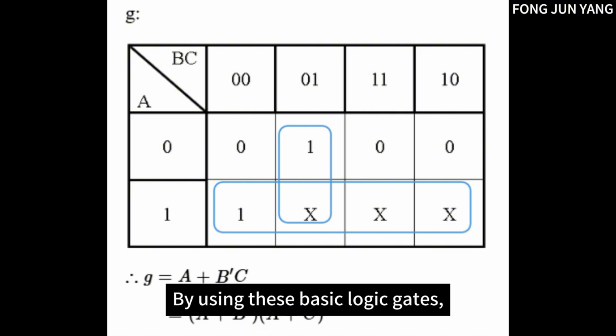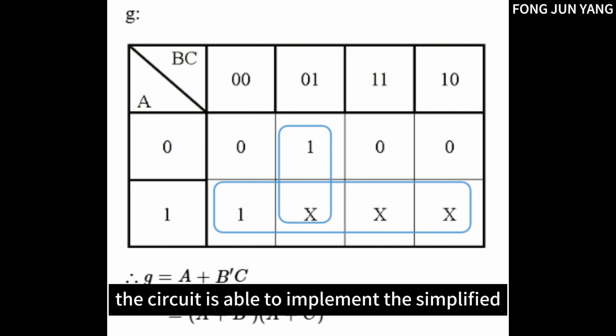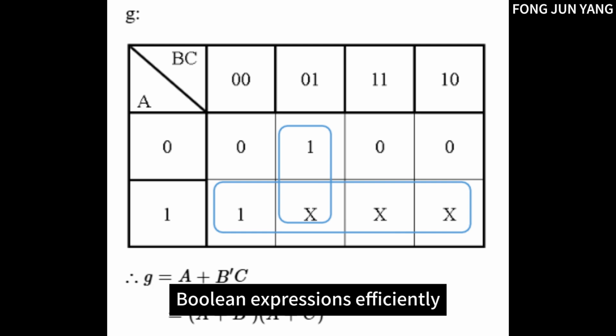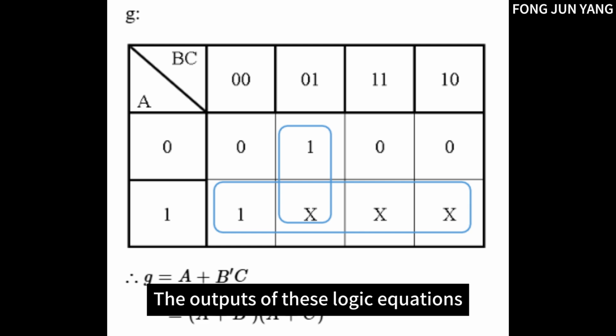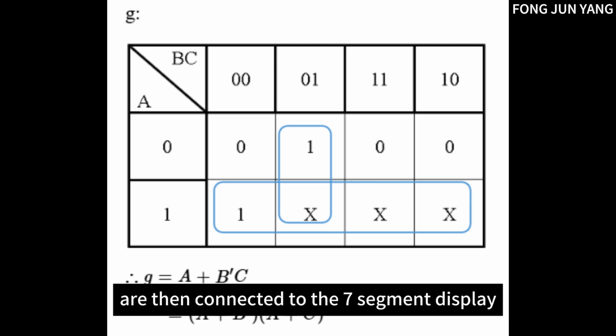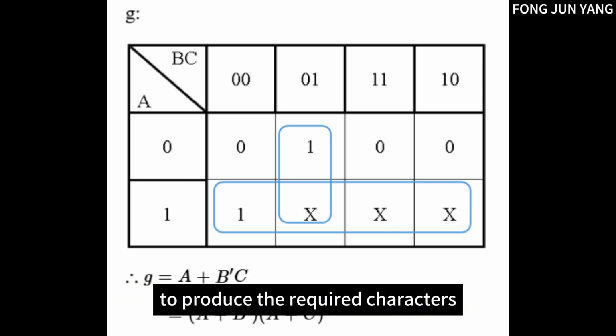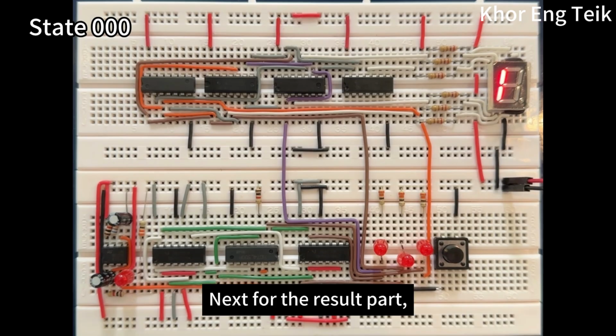By using these basic logic gates, the circuit is able to implement the simplified Boolean expressions efficiently while reducing the number of components required. The outputs of these logic equations are then connected to the 7-segment display to produce the required characters. Next, for the result part.